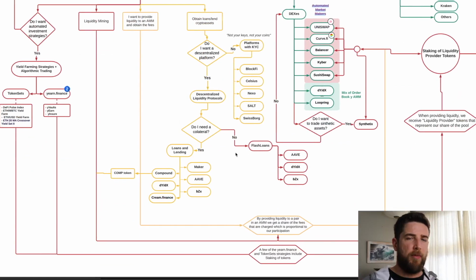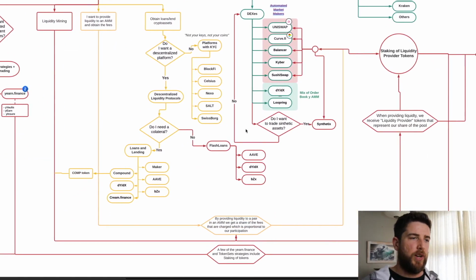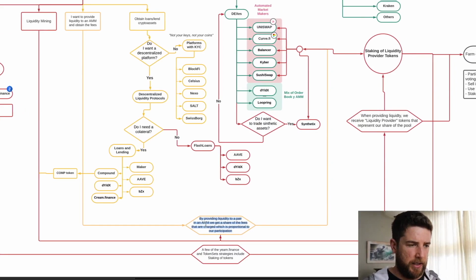You can provide liquidity to an automated market maker and make some money out of the fees. So I explain it here. By providing liquidity to a pair in an automated market maker, we get a share of the fees that are charged, which is proportionally to our participation in the pool.